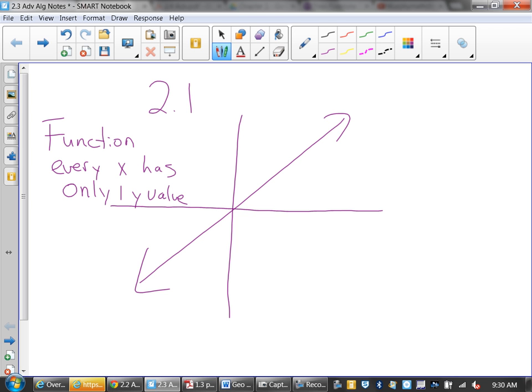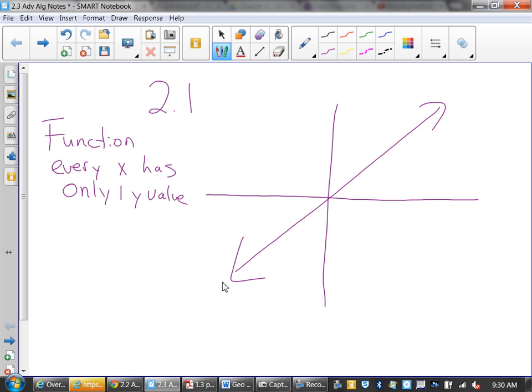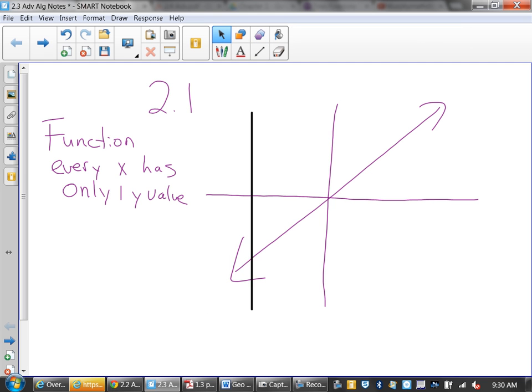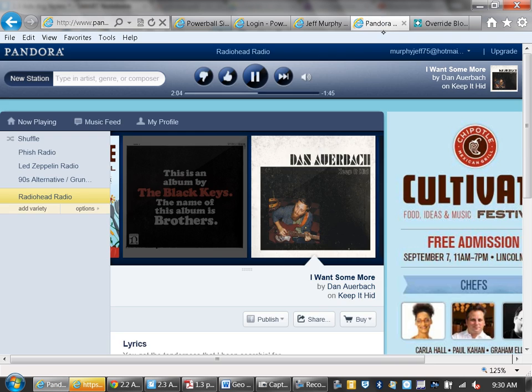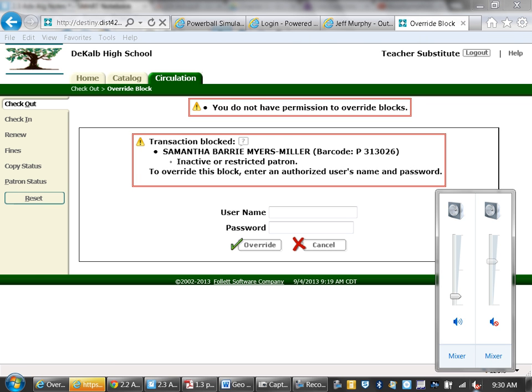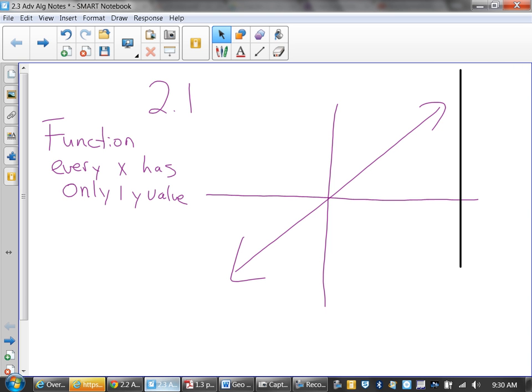Yes. A vertical line test is basically you take a graph and then you take a vertical line. And if that vertical line touches only one point throughout the entire graph, it passes the vertical line test. Therefore, it's a function. So that's how that works.